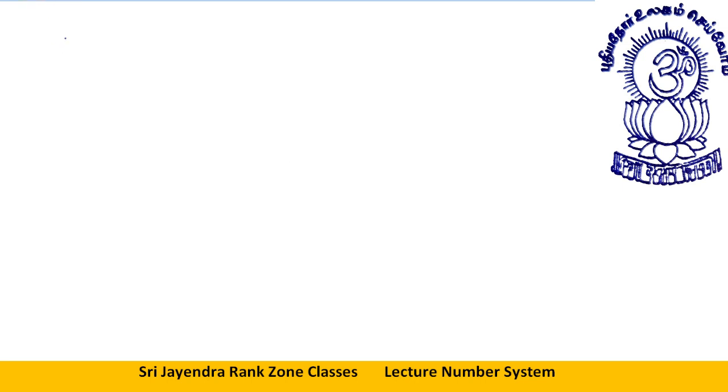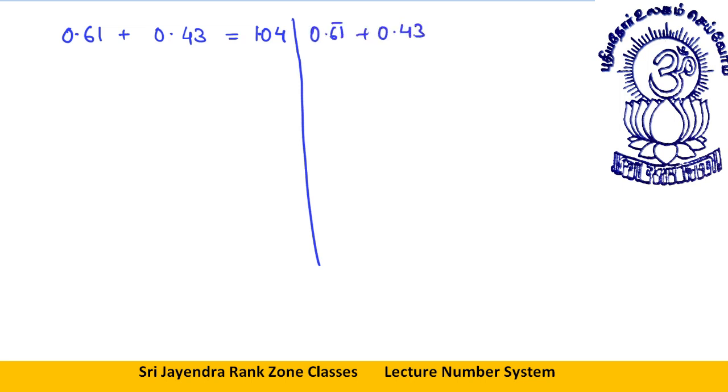Now let's move to the other thing. Suppose I write 0.61 plus 0.43. Okay. So it will be what? It will be 1.04. 1.04. But if I write 0.61 bar plus 0.43 bar, okay, then it will be what? Then it will be 1.05 bar.